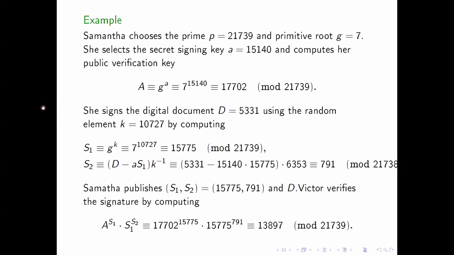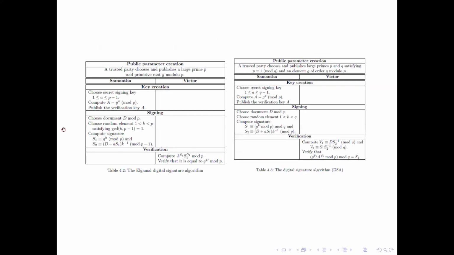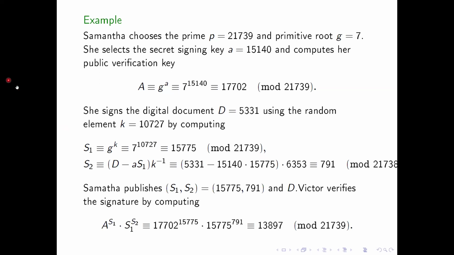Then Victor again takes the 15,775 and raises that to the S2, which is 791, and then multiplies those values together to give a total of 13,891. Now, you might be sitting here thinking, Dr. Bailey, something's wrong. And it's because you're not done yet. This value, if you notice real quickly, is not equal to D. But it was never meant to be D.